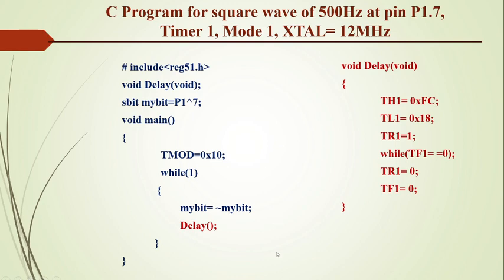So in this way we can generate a square wave of 500 Hz at pin P1.7.